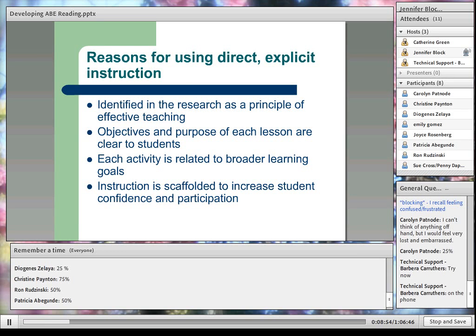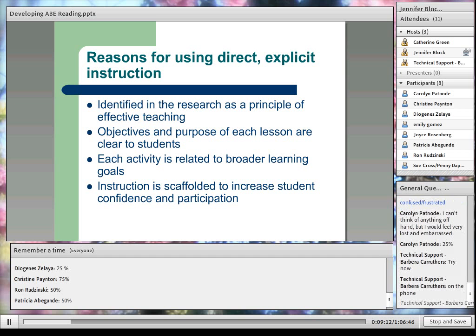Each activity will then be related to broader learning goals. We're not just learning this discrete piece of information, but it is tied to what we will need to know in the future. And with direct explicit instruction, students receive a great deal of support. Instruction is scaffolded to increase student confidence and participation.